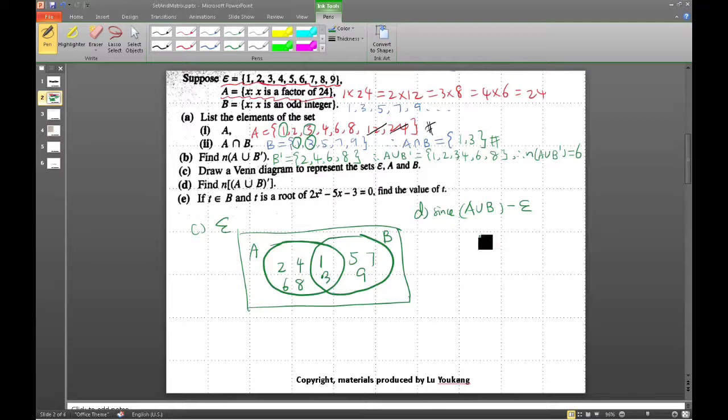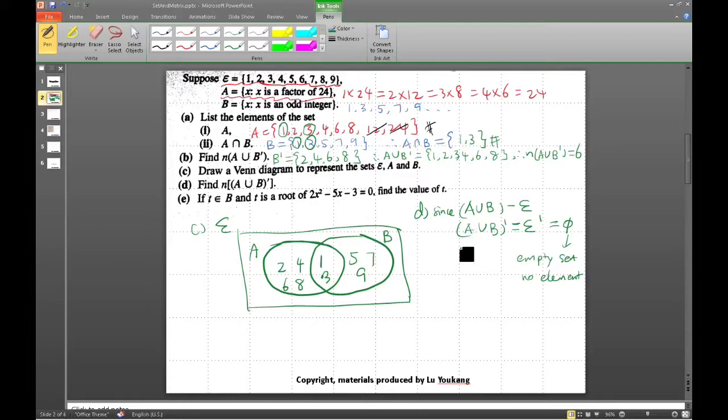Therefore, if we are asked to find (A ∪ B)', it means anything outside of the universal set. So anything outside of the universal set is 0. We have an empty set. If we are asked to represent E', we should use this circle with a slash.